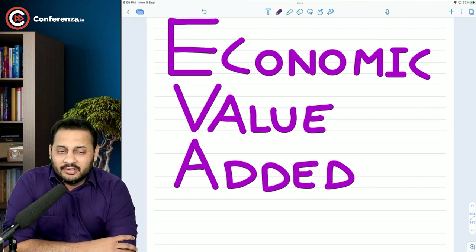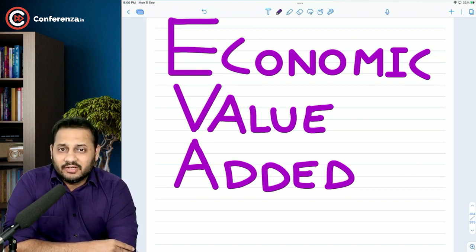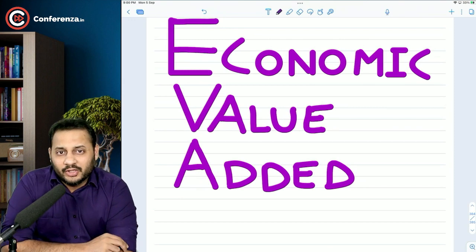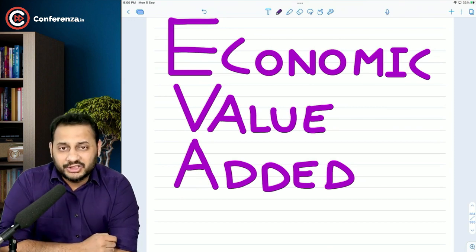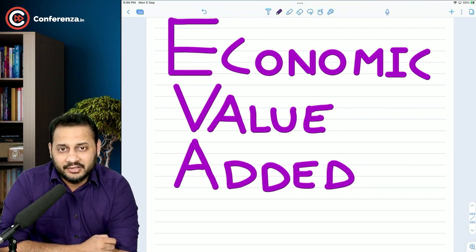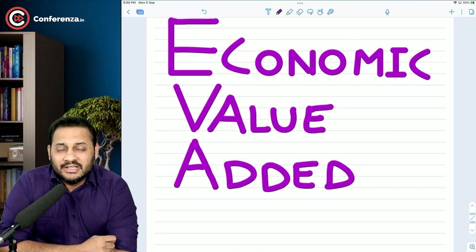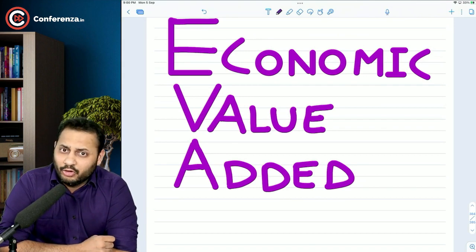Economic value added. Understand the words value added. Value added itself means that we are going to compare two different values and find out how much extra value has been added to the stakeholders of the company. And stakeholders means equity and debt both, not just the equity.